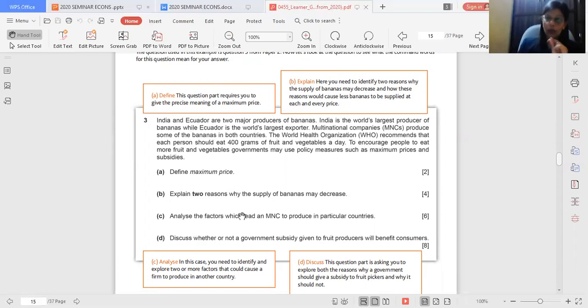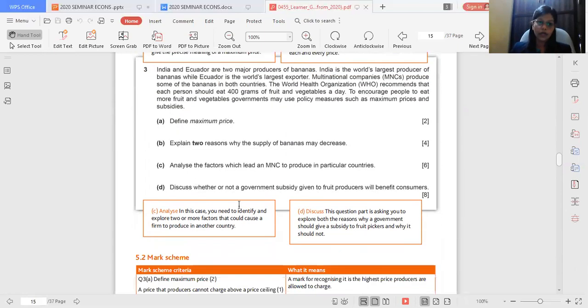All right. I'm not going to look into the depth of the question here. I'm just going to look into the common words. So when I say analyze, in this case, you need to identify and explore 2 or more factors that could cause a firm to produce in another country. Because what the question is asking here: analyze the factors which lead an MNC to produce in particular countries.